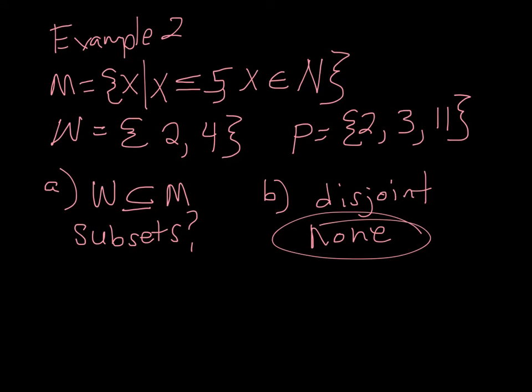And then the last part, it says, C, are any of the sets equal? So do any of the sets have exactly the same elements in them? And the answer is none of them, because each set has an element that the other 2 do not.